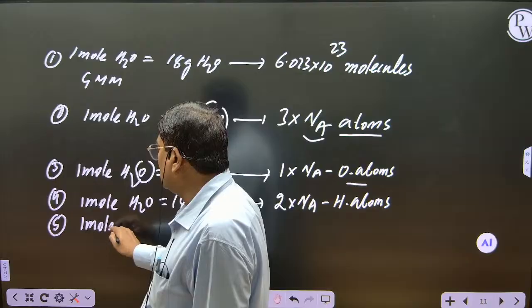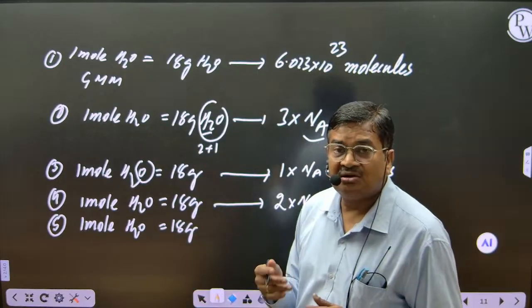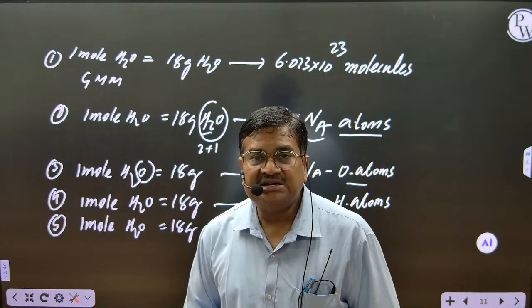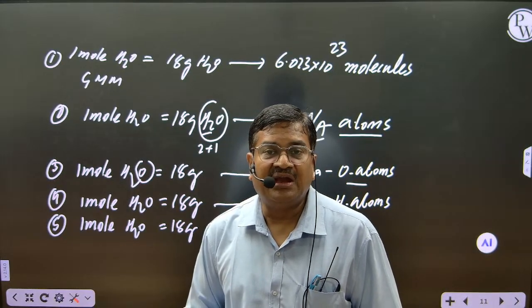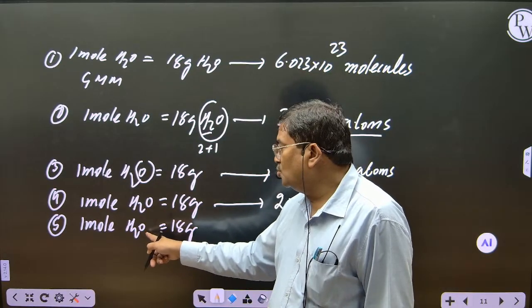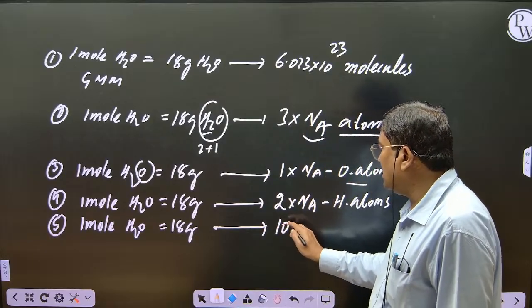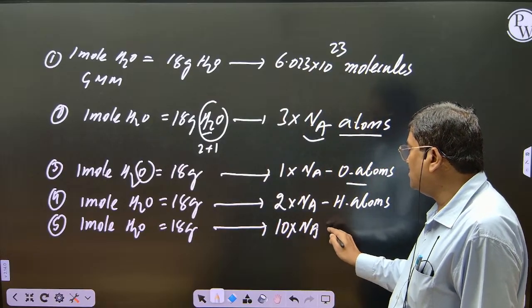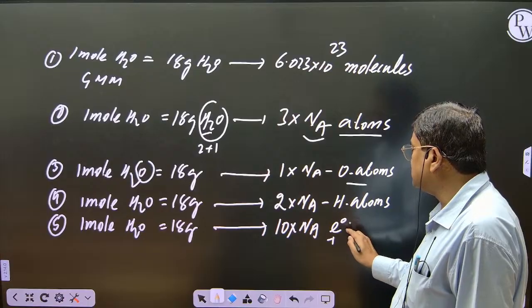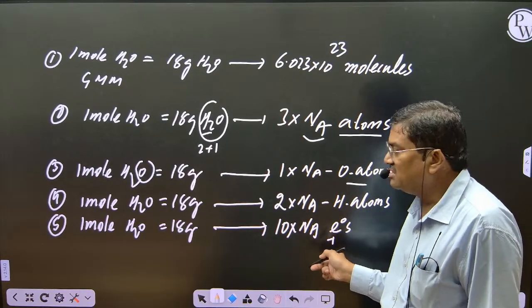Understood? Now see, I am taking the same 1 mole of water, which is weighing 18 gram. In this, how many electrons will be present? In the last class we found how to find the number of electrons. Do you remember, from hydrogen 1 into 2, 2, plus oxygen 8. There are 10 electrons. So what should I write? 10 into Avogadro number of what? Electrons. Understood? If the examiner asks for electrons, I have to take it in terms of electrons.